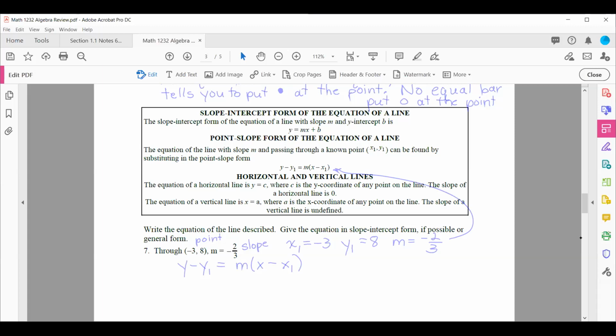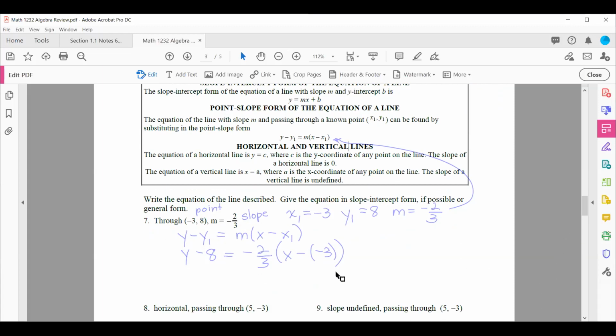All right, in place of y1, I'm putting 8. Negative 2/3 for m. Negative 3 for x sub 1. Notice there, with this form, you have to be really careful with the subtraction in the formula and a negative number. I think what I'll do is go ahead and get that double negative and make that a plus 3.